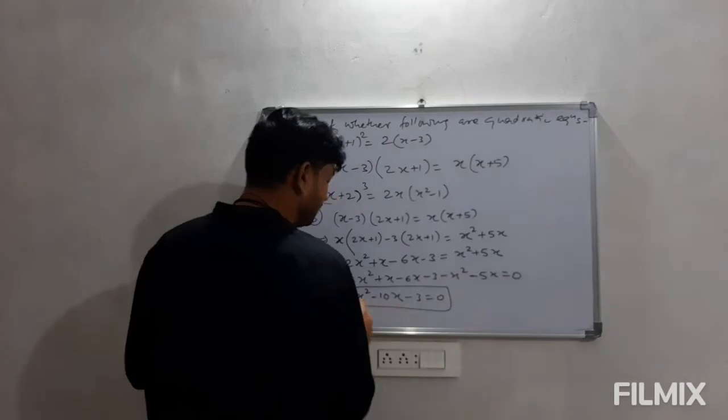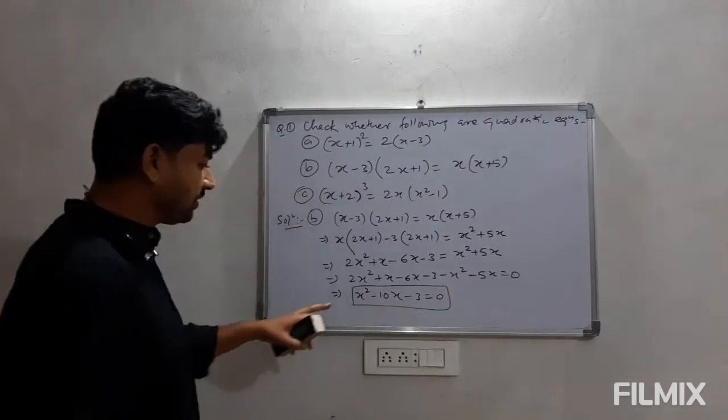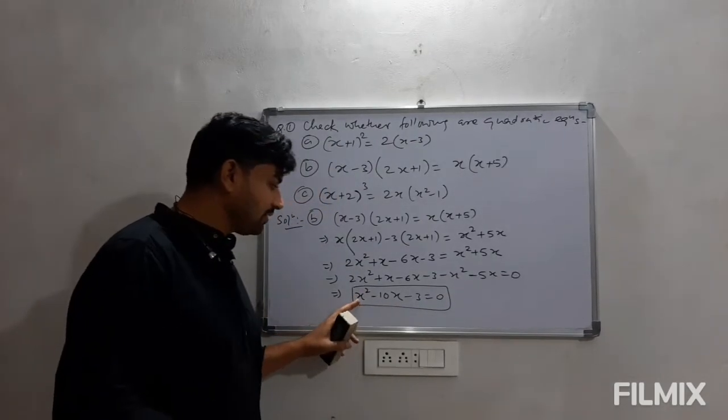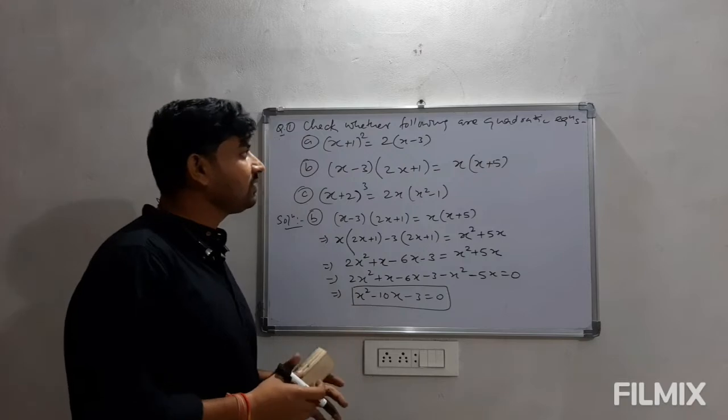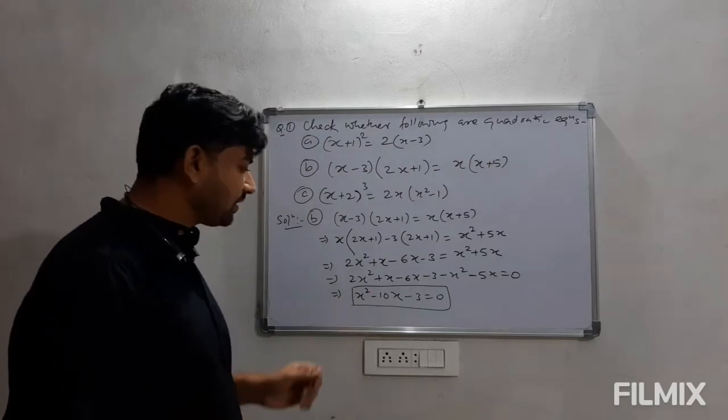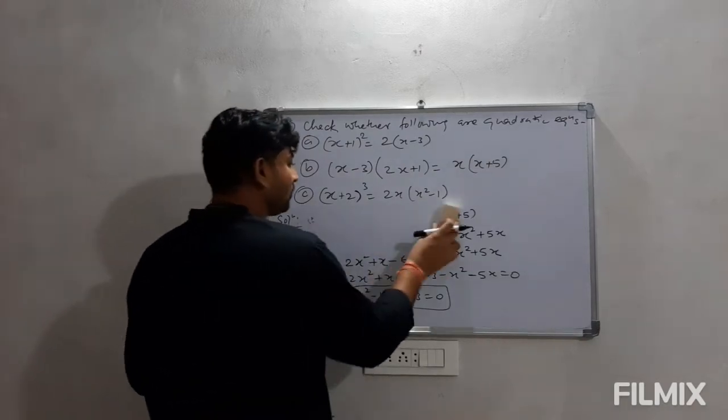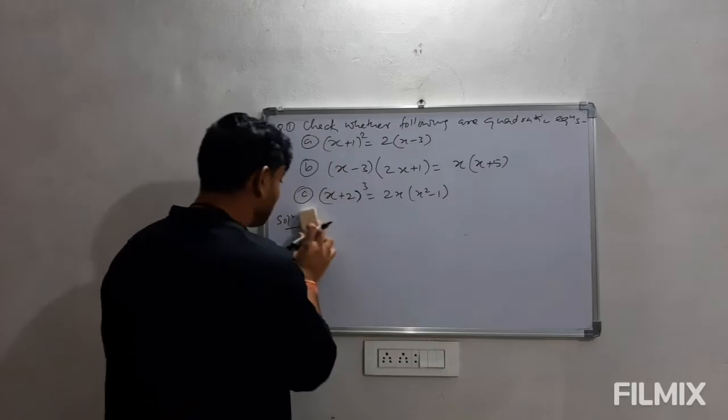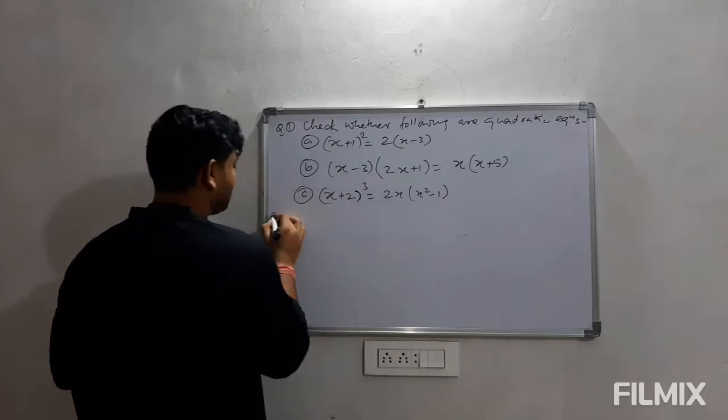Again, this is in the standard form where the x square term is present, so this is in the form of a quadratic equation. So this is all about the second part. Now let us come to the third one.